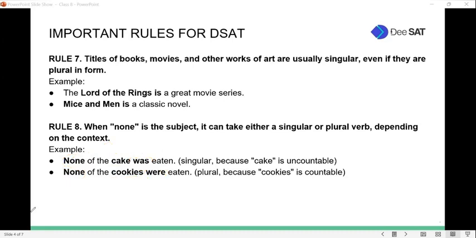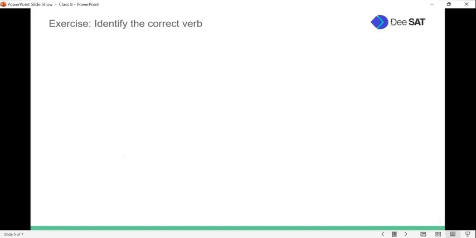That's about the basic rules. Let's now move on to practicing some questions. Tell me, the dog run or runs fast in the park? Certainly, because we have dog as a singular subject, the verb should also be singular, runs.